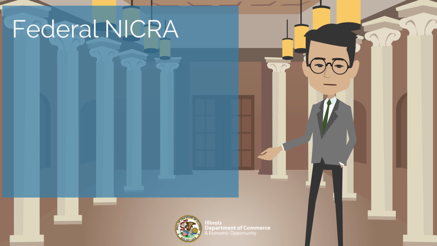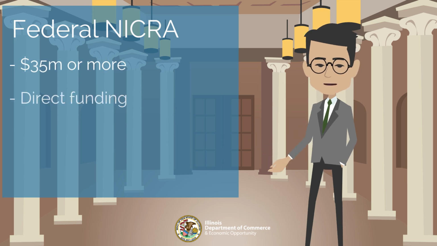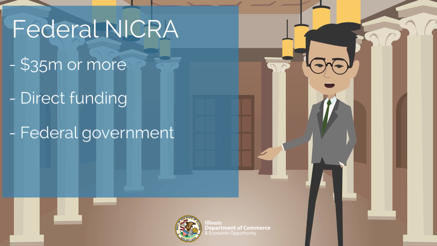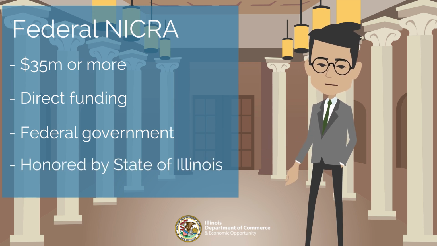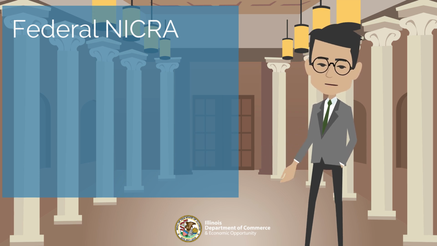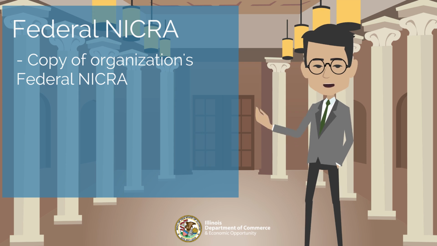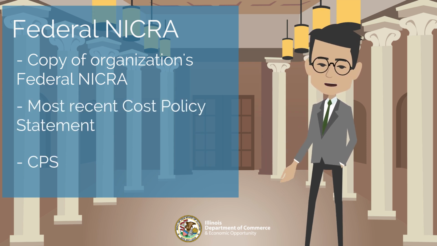Federally negotiated rates apply to grant programs in receipt of $35 million or more in direct funding from the federal government. Although the rate is federal, it is honored by the state of Illinois. Like other indirect cost rates, elections must be made in the GATA grantee portal. For federally negotiated rates, this election requires a copy of the federal NICRA, as well as the most recent Cost Policy Statement or CPS for review and recording purposes.